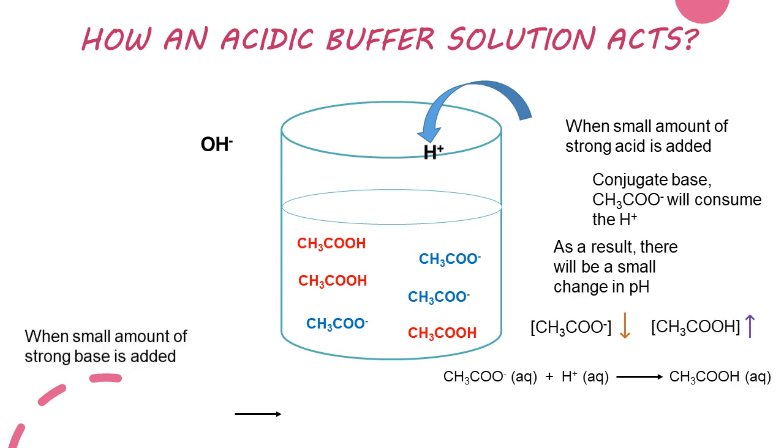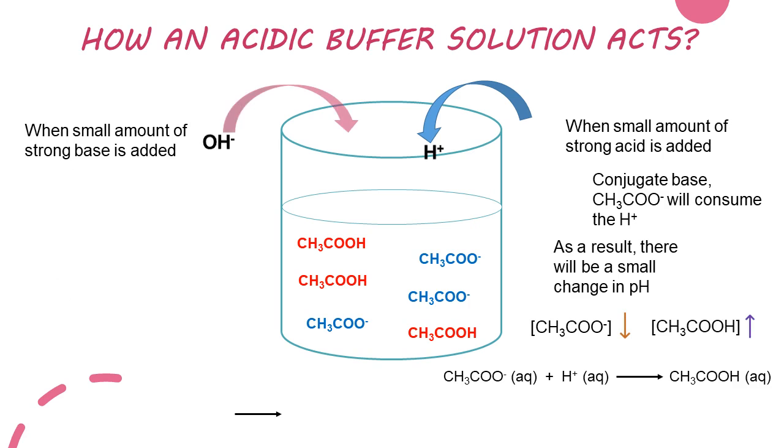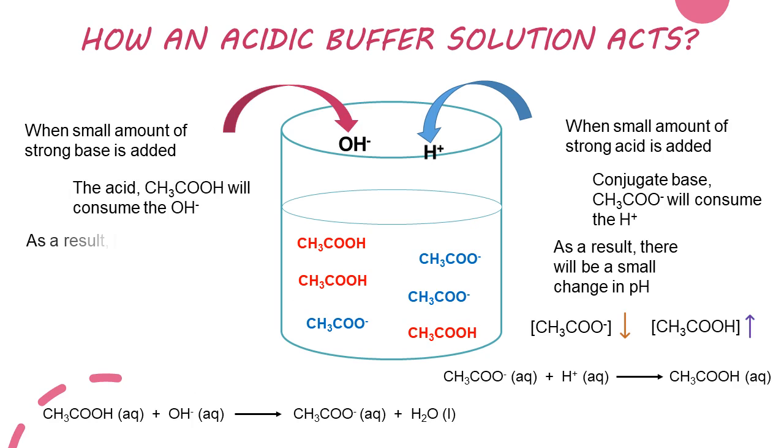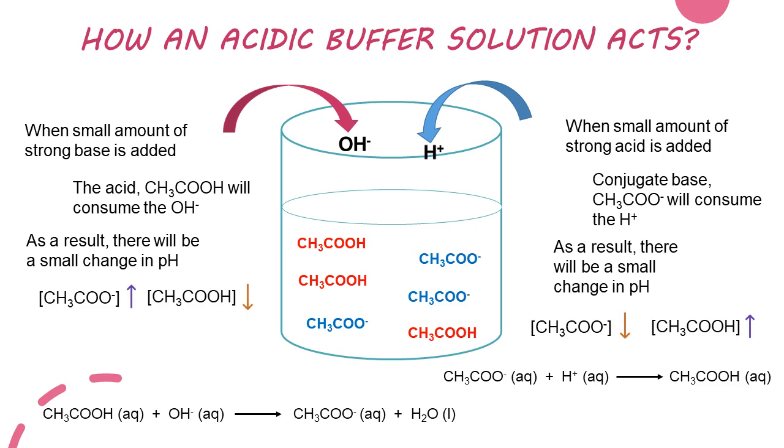Next, what will happen when a small amount of strong base is added? The acid will consume the base, where we can write the equation. As a result, there will be a small change in pH, because the concentration of conjugate base has increased, and the concentration of weak acid has decreased.